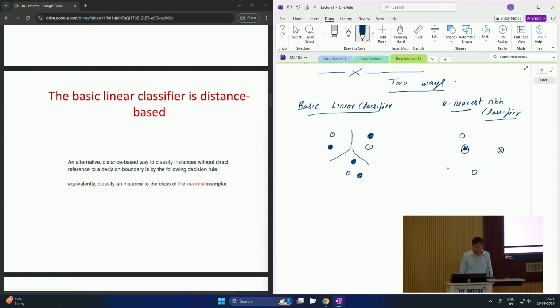Now when another point comes, it again will say I will check with two nearest neighbors. So let's say the point was coming somewhere here. It turns out this is close and this is close. So I'll check with two. Oh, I'm closer to this guy, so I will become this.